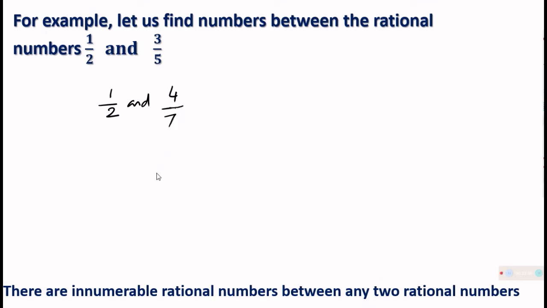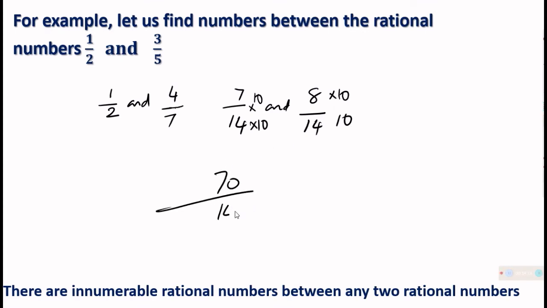Now again the denominators are different, so we need to compare them. 1 upon 2 and 4 upon 7, we can make the denominators 14. Multiplying by 7, it will be 7 upon 14 and 8 upon 14. The same situation came. We don't have any numbers between 7 and 8, so we will multiply by 10 again. So naturally it will become 70 upon 140 and here it is 80 upon 140.